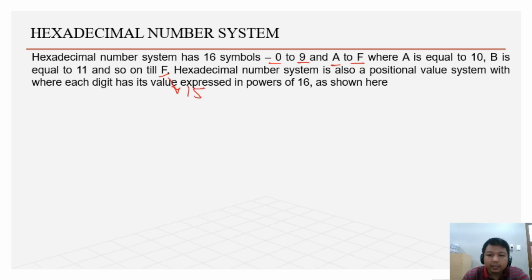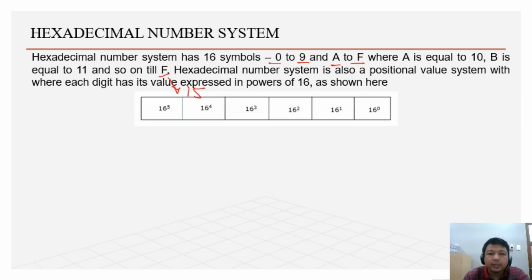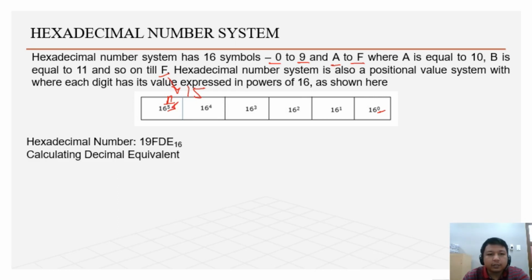Now, like the other number systems, the hexadecimal system is also represented in a positional value system, wherein the least significant digit begins at 0 and the most significant digit is raised to n, or the position n. In this figure, we only have 6 digits, so the most significant bit is at the position 5. Now let's take a look at this example.